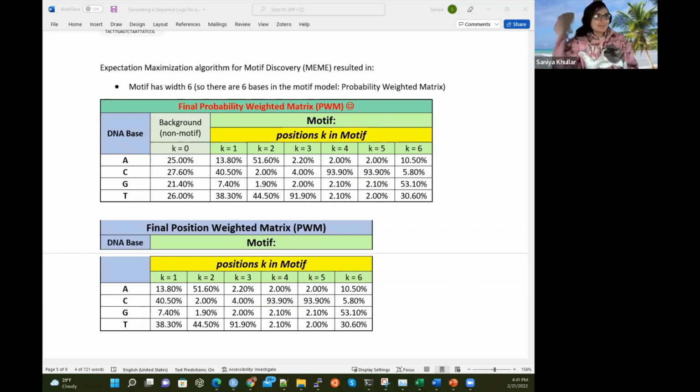The matrix that we're looking at is then these positions in the motif, this part right here: first, second, third, fourth, fifth, and sixth. This is what we will look at, and these sum up to 100%.